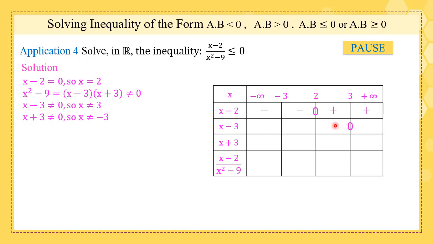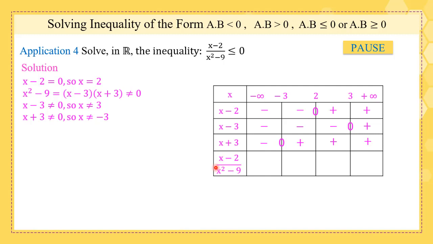Before the root, we have opposite sign of a. a is equal to 1, the coefficient of x, so a is positive. Opposite sign of a, we have negative signs. And after the root, the same sign as a. x plus 3 is 0 at x equal minus 3. Before the root, opposite sign of a, and a is equal to 1, so opposite sign of a is negative, and after the root, the same sign as a.